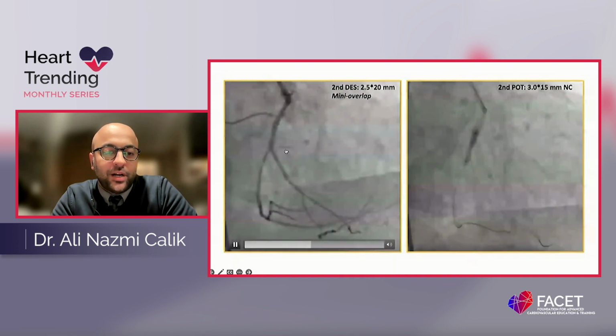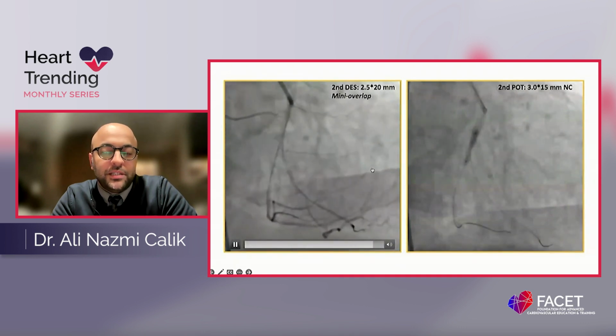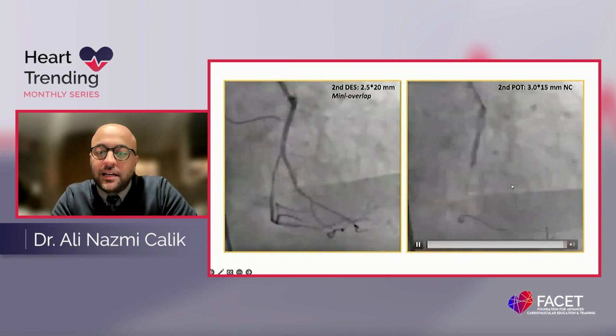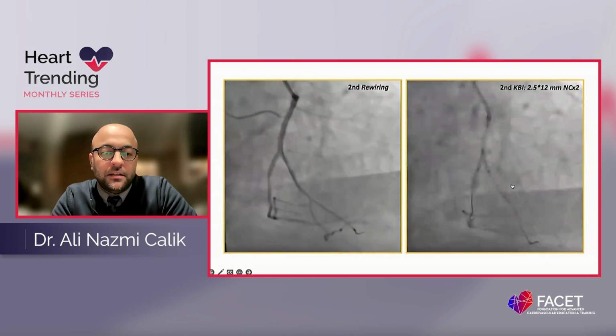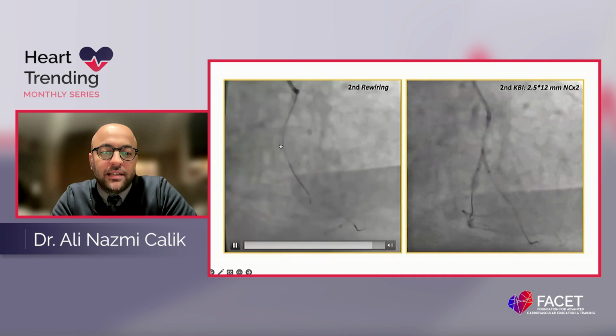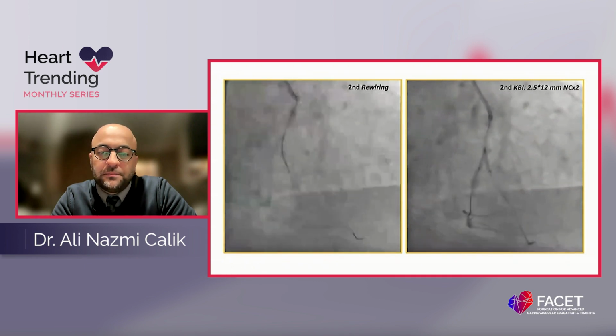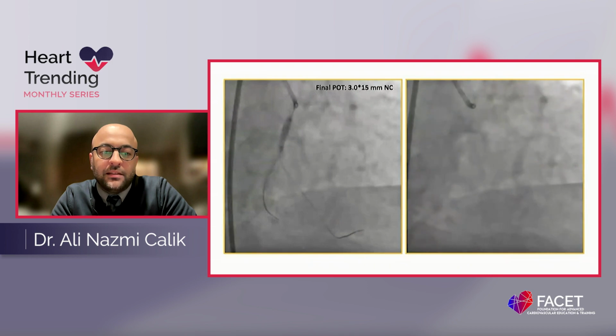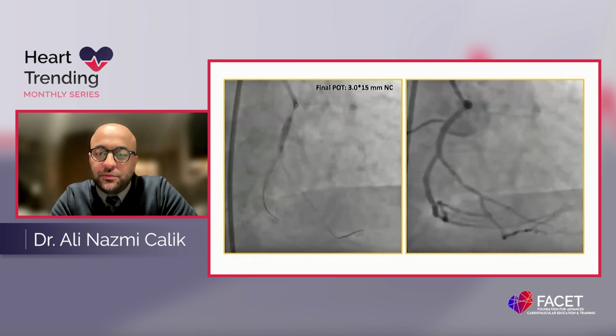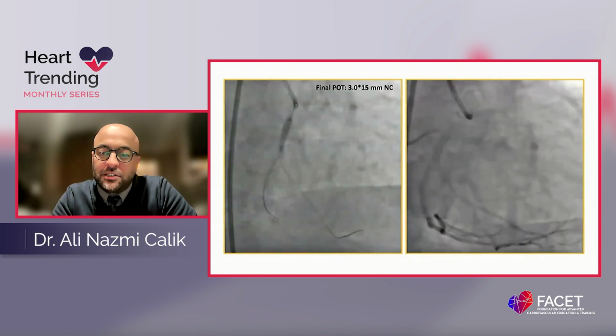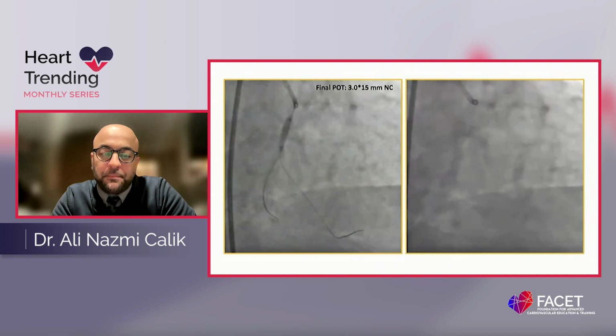There is a minimal overlap around 3 to 4 millimeters. Then the second POT, then the second rewiring, again through the distal struts, and the second kissing. And after the final POT, you see the result. And the patient is still doing fine.